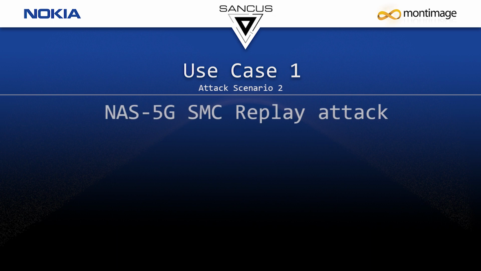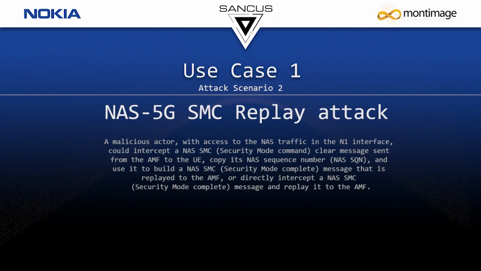Attack Scenario 2: NAS 5G SMC Replay Attack. A malicious actor with access to the NAS traffic at the N1 interface could intercept a NAS SMC clear message sent from the AMF to the UE, copy its NAS sequence number, and use it to build a NAS SMC message that is replayed to the AMF, or directly intercept a NAS SMC message and replay it to the AMF.